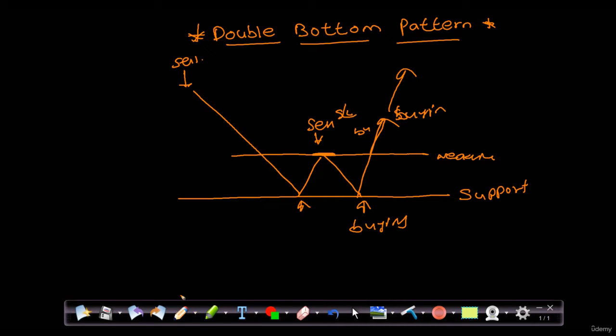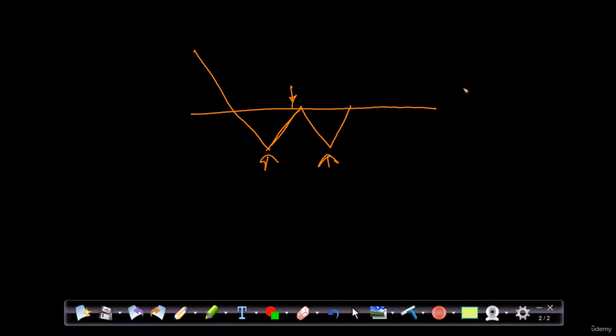What is the second case? Suppose this is your resistance area, or this is your support area. What will happen? The market will move downside, break the support, and again move upside, again move downside, but again move upside. What does it mean? Someone bought here, again bought here, and someone sold here, right? But it's already a support area.